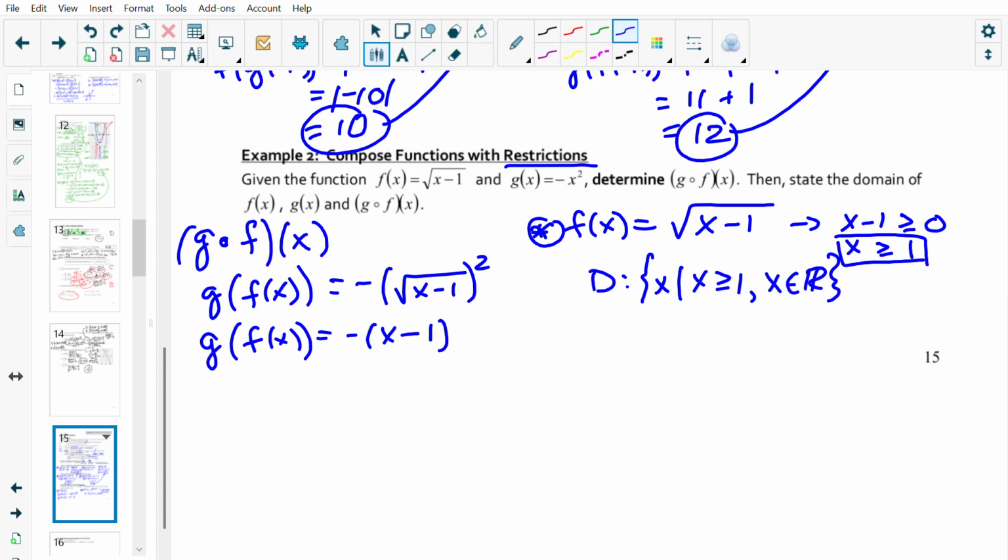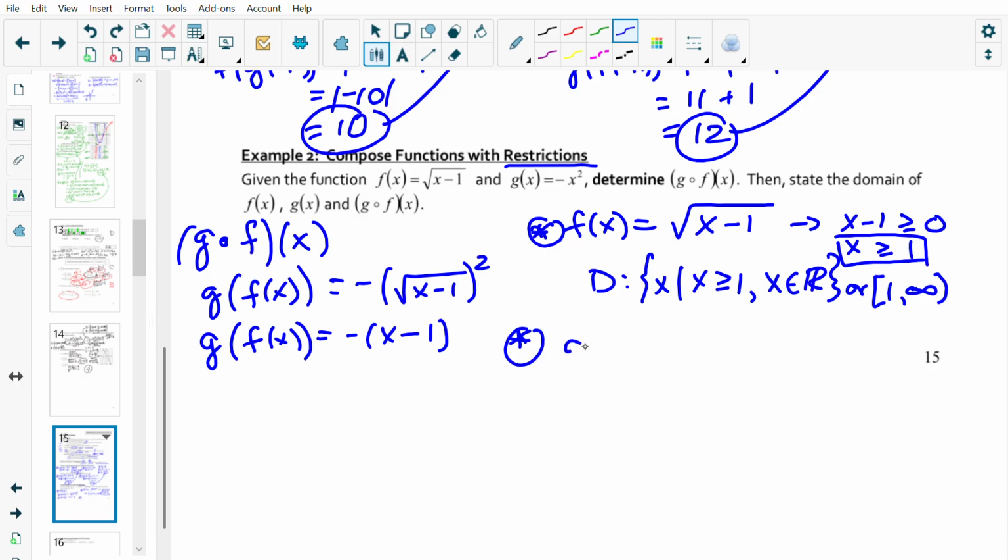Okay, that's set notation. Let's do interval notation. The left boundary has to be greater than or equal to 1, so square bracket with the left boundary, then positive infinity.